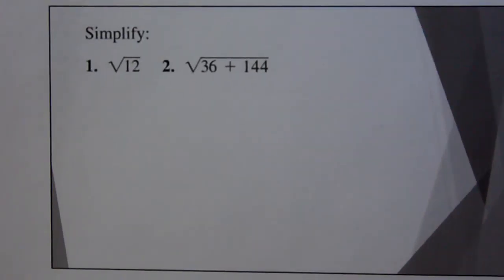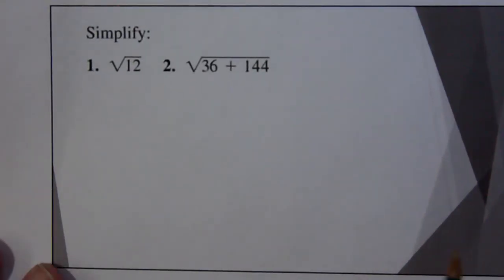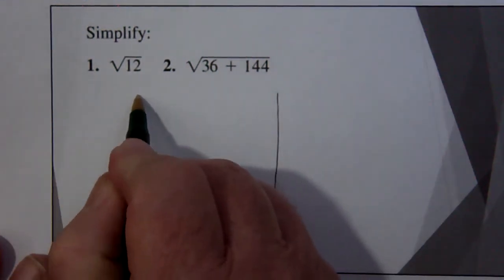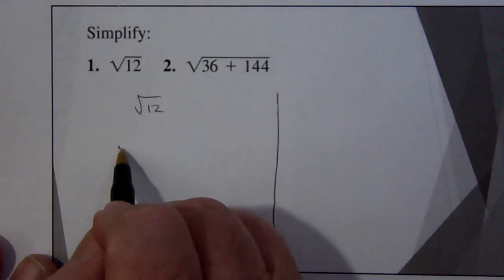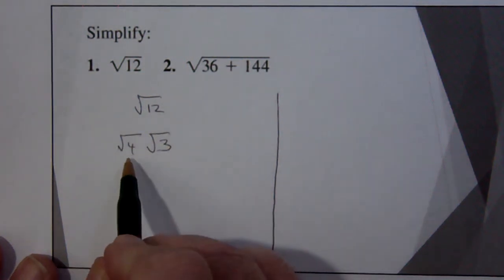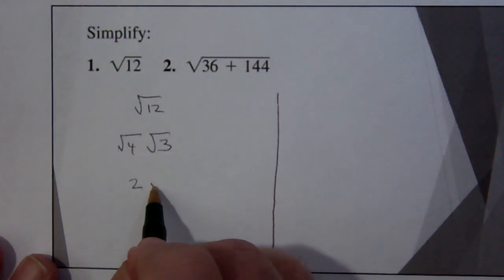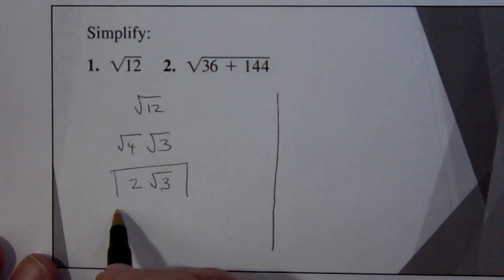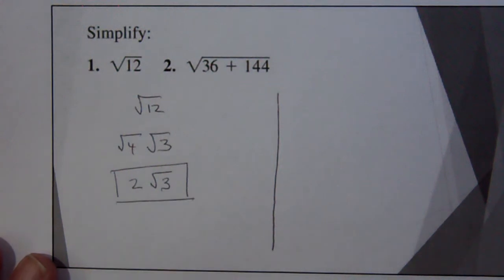Let's do some examples. We're to simplify, and we're going to do these problems exactly. So the square root of 12 is the same thing as the square root of 4 times the square root of 3. But the principal square root of 4 is 2, so this is 2 times root 3. And again, that is an exact answer. I would leave it that way.